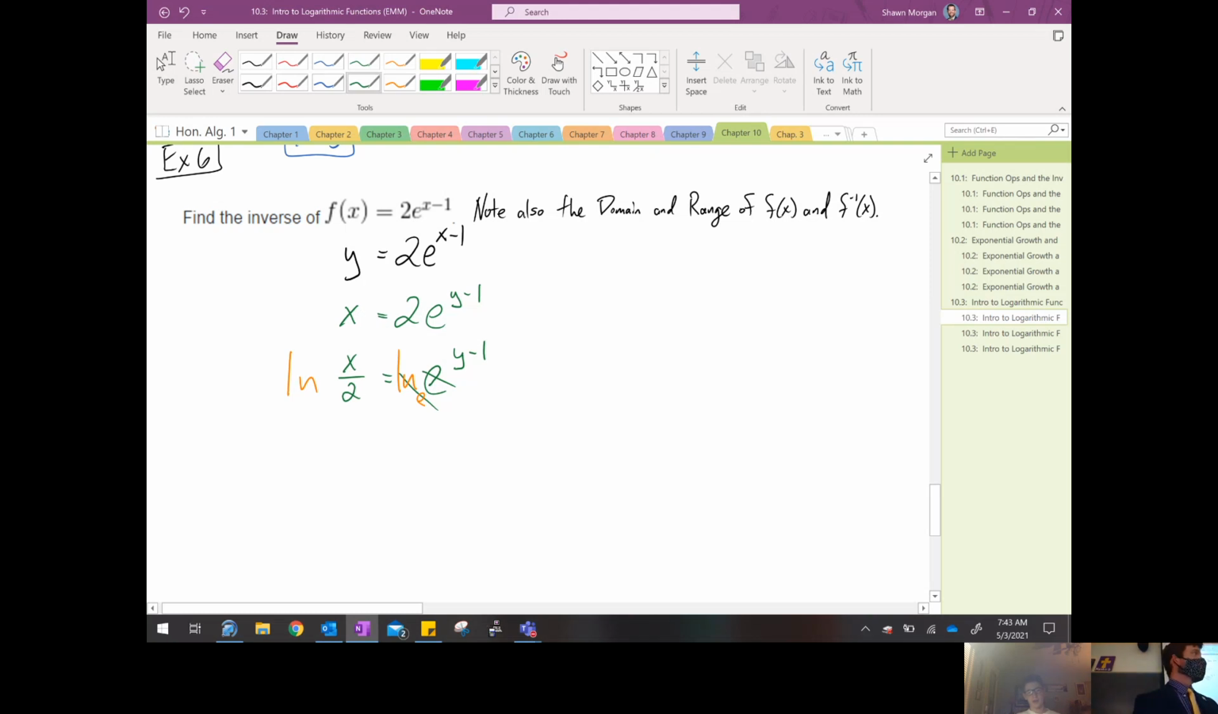That's the left hand side. Good. So we just got y minus 1. Now let's talk to me a little bit about that natural log of x over 2. Warning, trick question. Warning, trick question. Talk to me a little bit about that natural log of x over 2. Is that just a number, right?